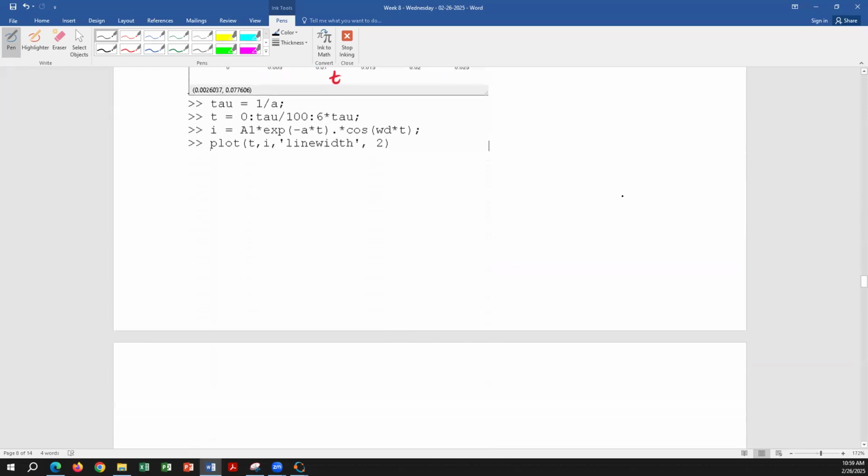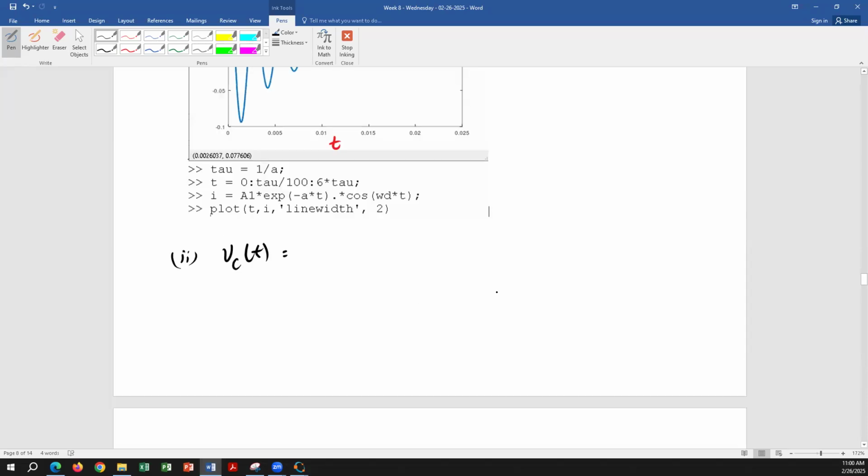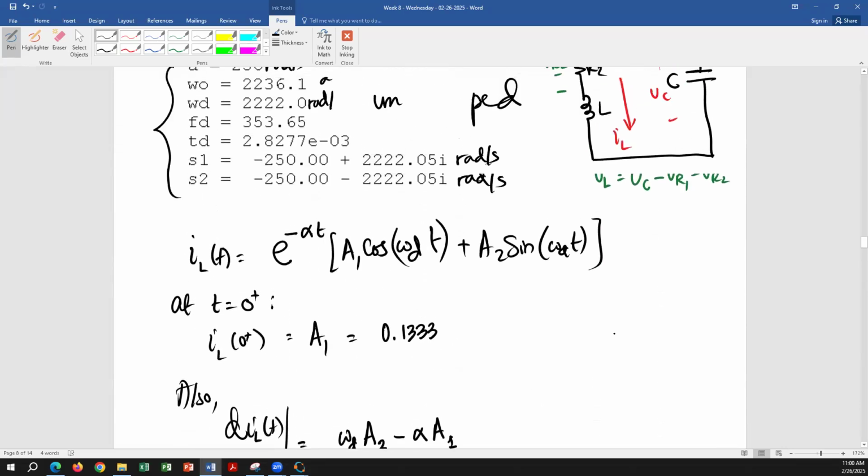Okay, guys. So this is this. Oh, one thing was left. I think I'll leave it to you because I want to jump to the second thing that we were supposed to do, which is the capacitor voltage expression. Now you tell me, how are we going to find the capacitor voltage expression?